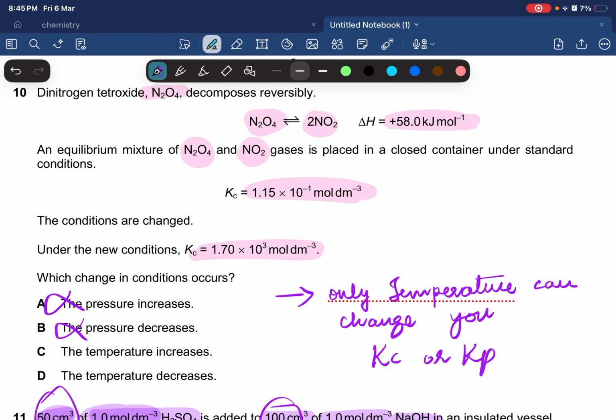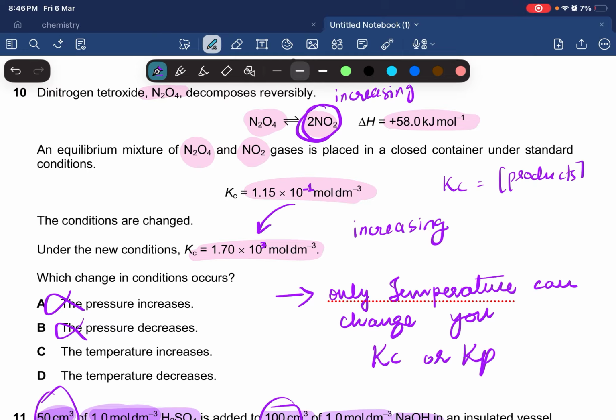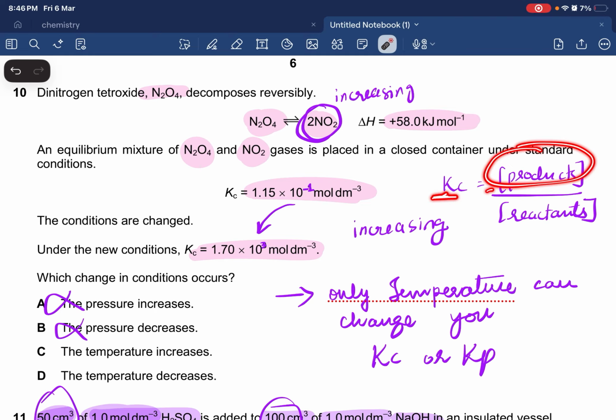It's going from a -1 over here to a +3, right? So the Kc value is increasing. When the Kc increases, that means your product is increasing, because the Kc value is directly proportional to the amount of your product. What's the expression for Kc? Kc equals the concentration of your products divided by the concentration of your reactants. So in the Kc equation, the products are on the top, so Kc is going to increase when the products increase.